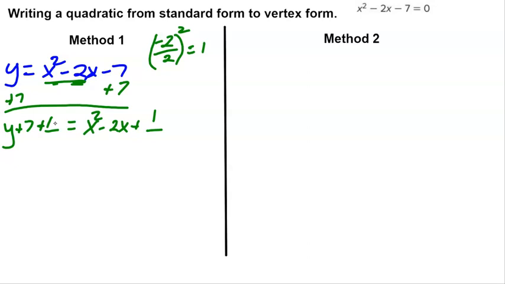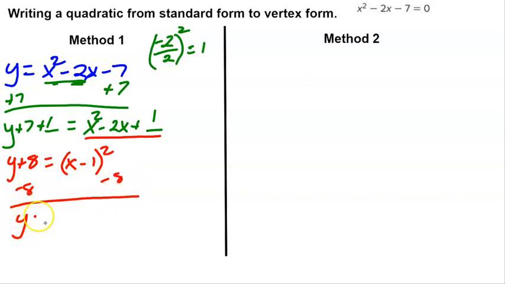So that is the difference between method 1 and method 2. Method 1, whatever I add on one side, I add on the other side. Method 2, if I add 1 on the inside of the parentheses, I have to add the opposite on the outside of the parentheses. So what I have right now would be y plus 8 equals, and this is a perfect square trinomial, which I can write as x minus, and then half of 2 is 1, squared. Then to get y by itself, I would subtract 8, and I would have an equation in vertex form as y equals x minus 1 squared minus 8.